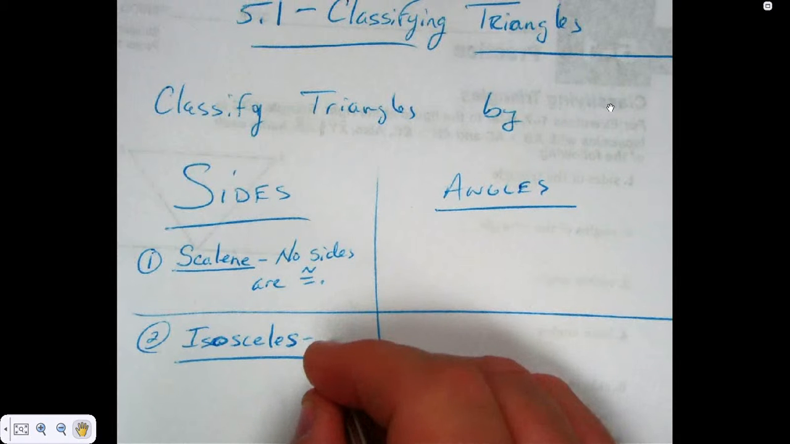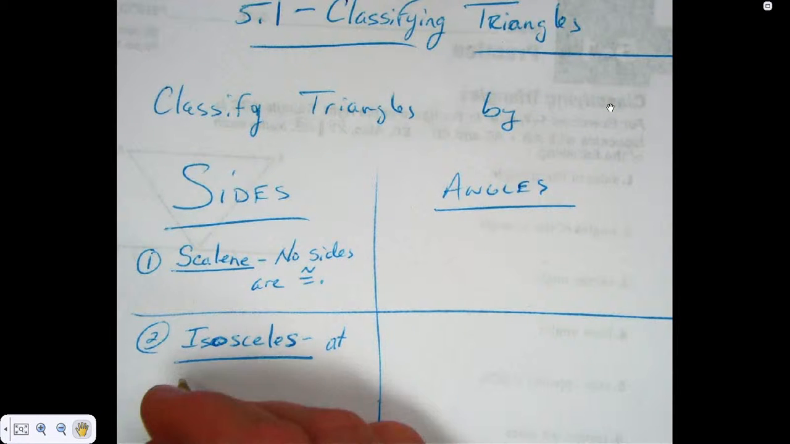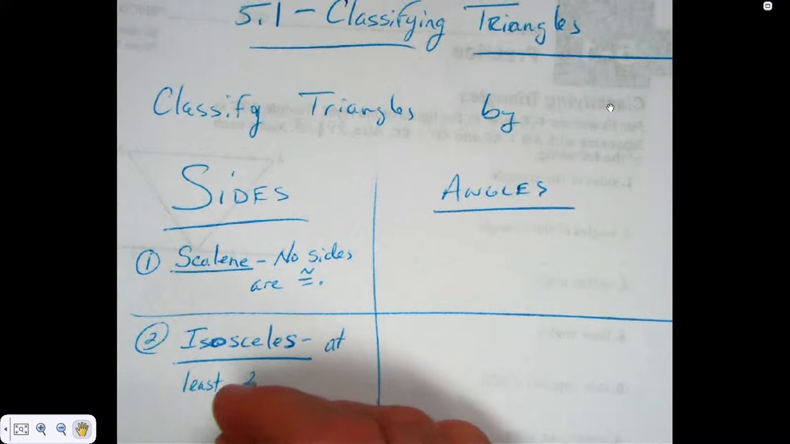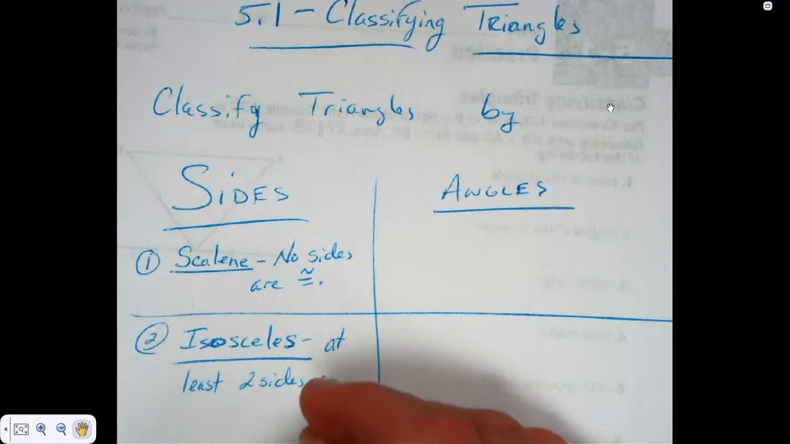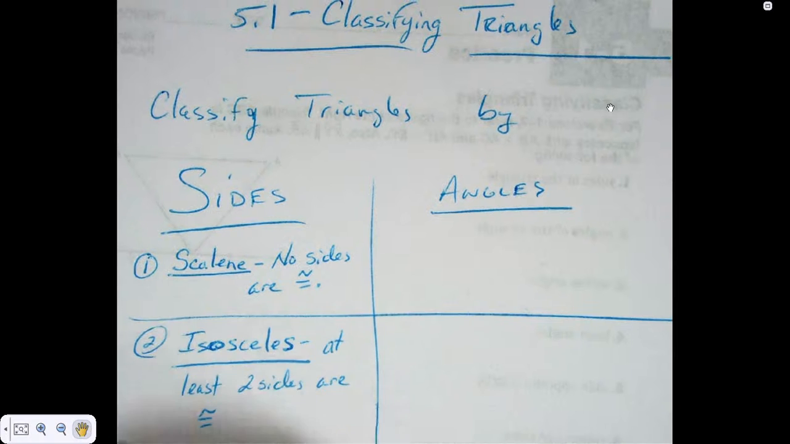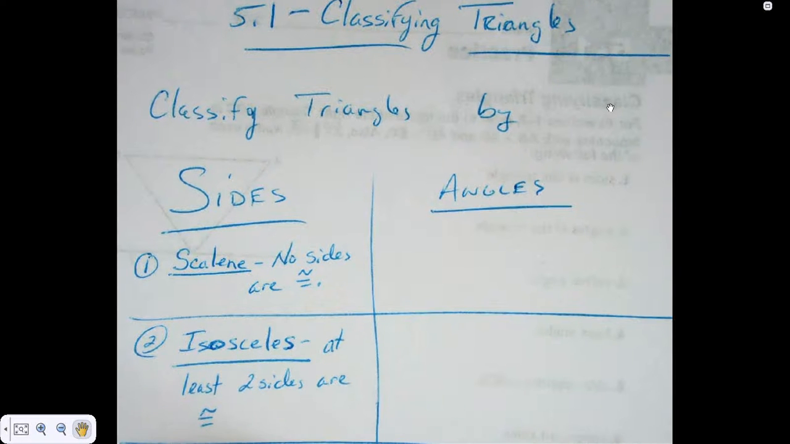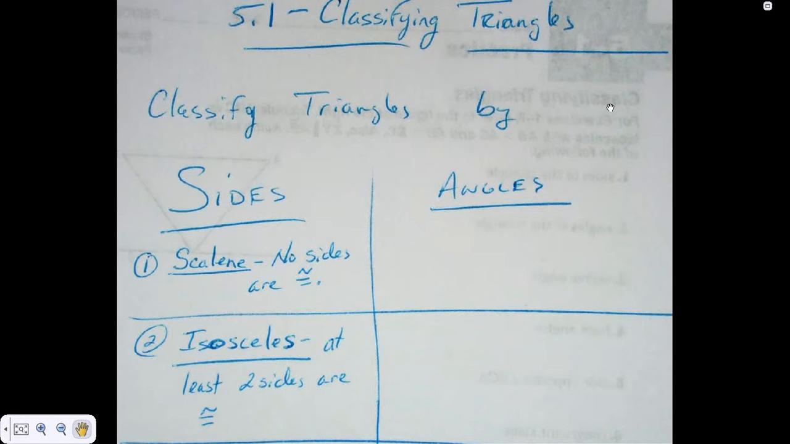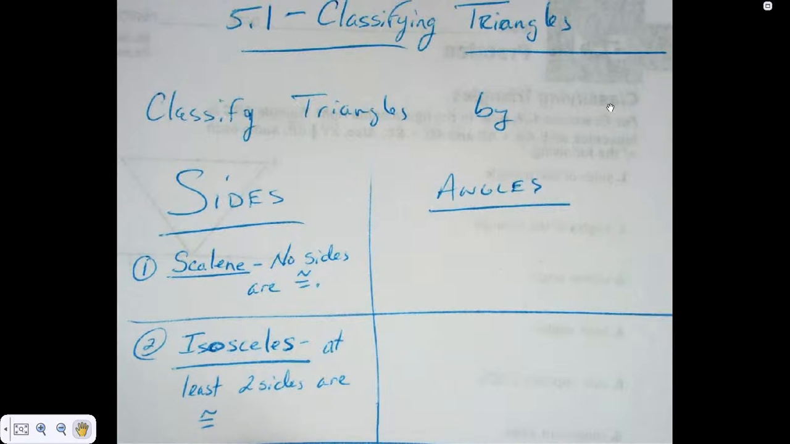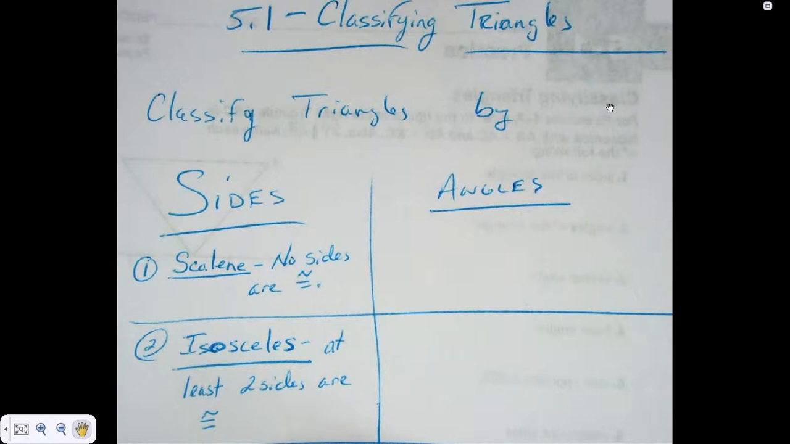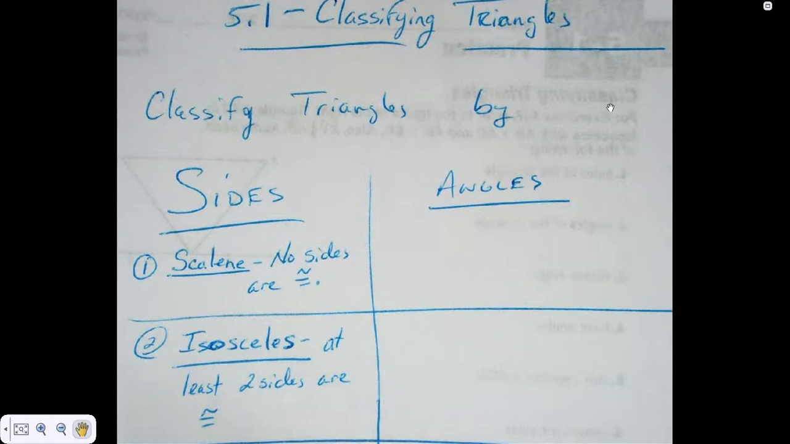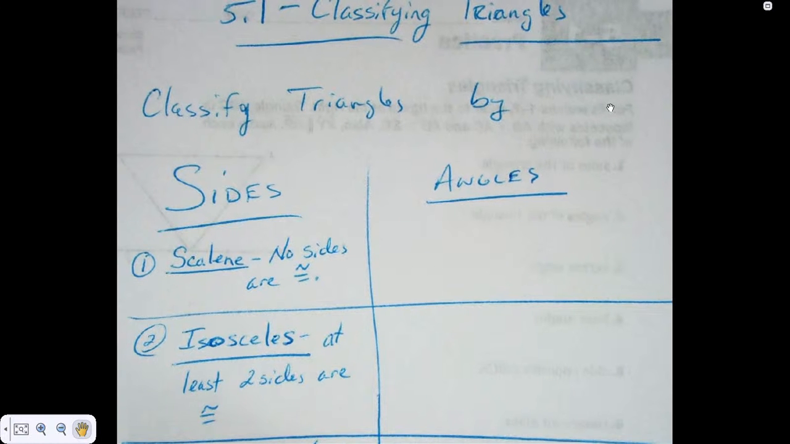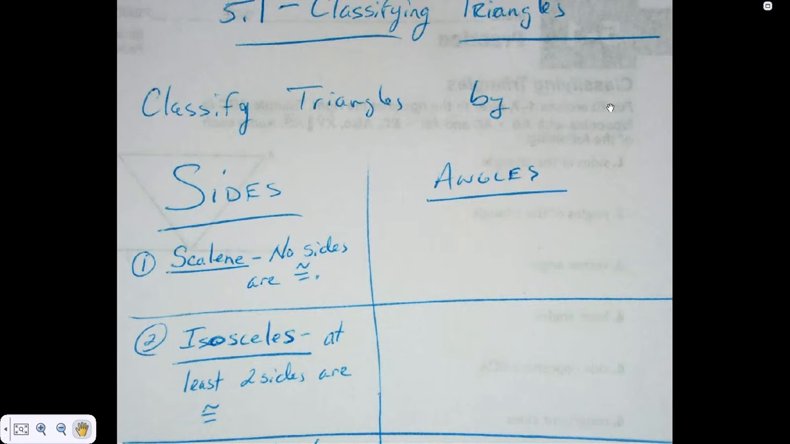What does it mean to be isosceles? And this is an important part. At least two sides are what? Congruent. Third one. Equilateral. What does this mean? Okay. Those are the three ways we are going to label them by their sides.